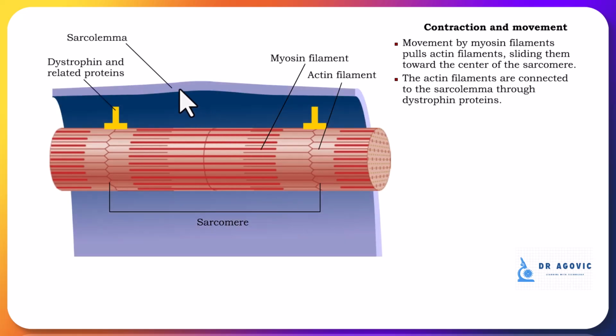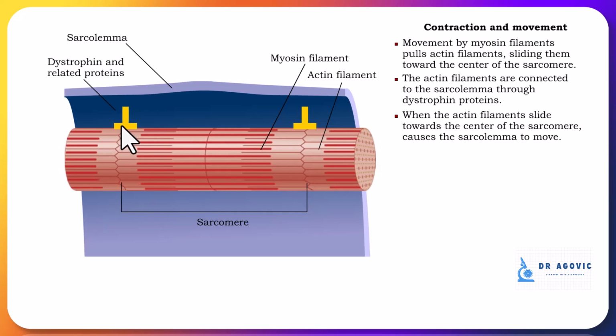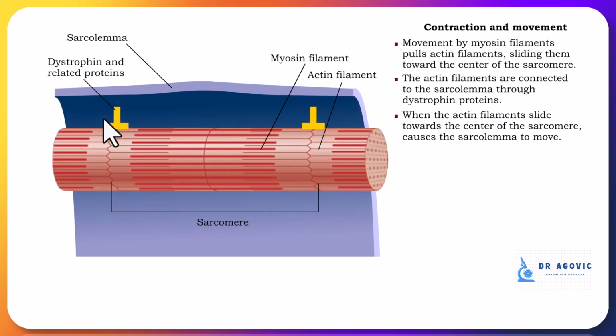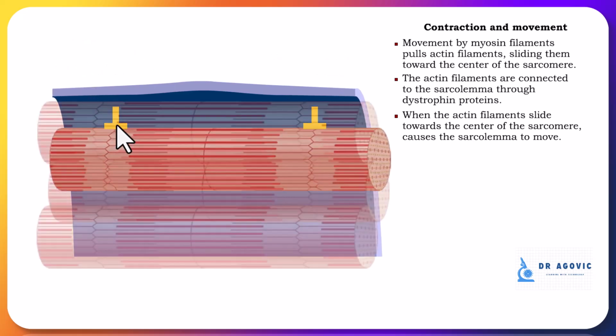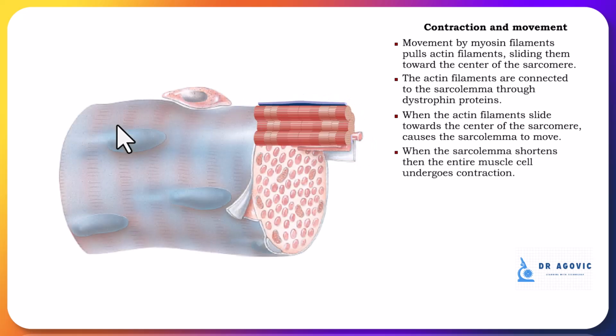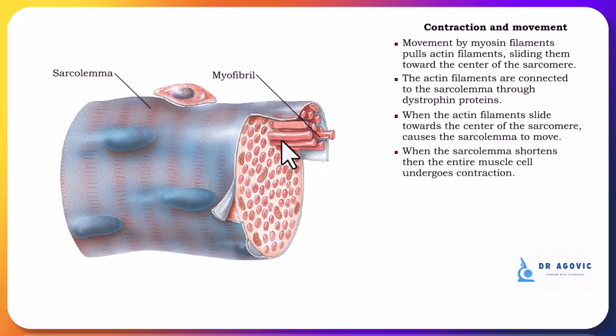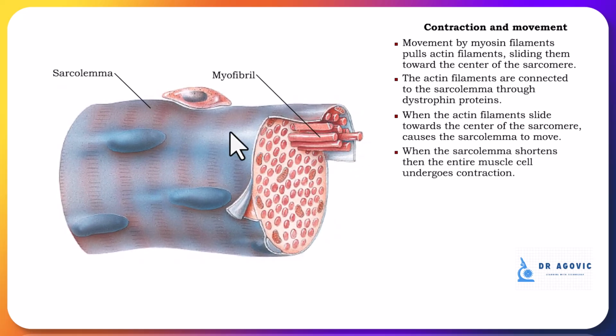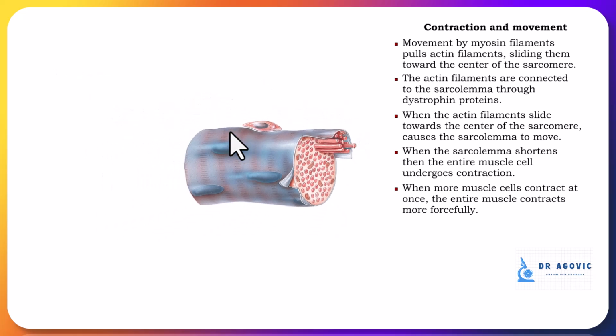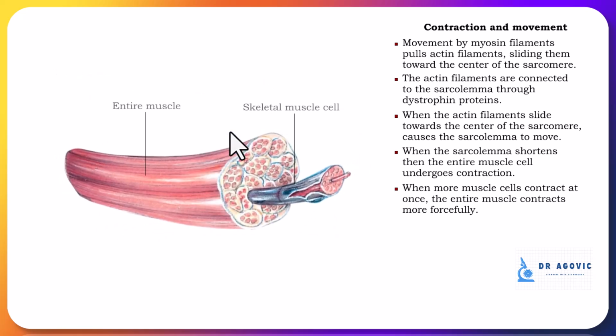The actin filaments are connected to the sarcolemma through dystrophin proteins. The shortening sarcomere causes the sarcolemma to move. As the sarcolemma is shortened, the entire muscle cell contracts. The more muscle cells that contract, the more forceful the contraction.